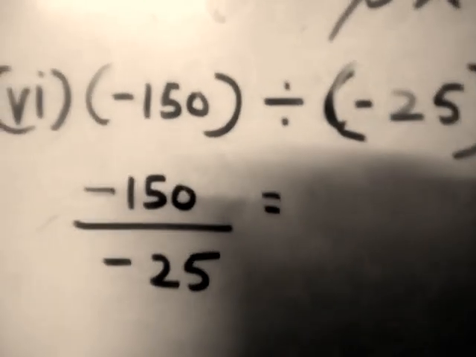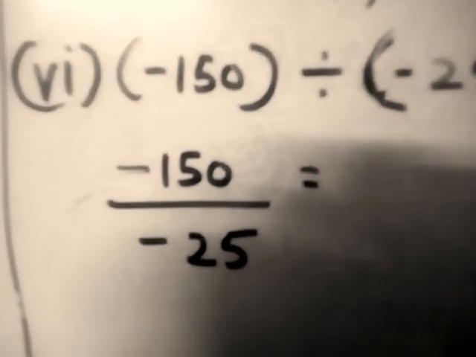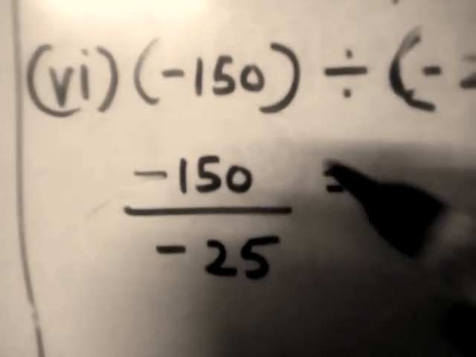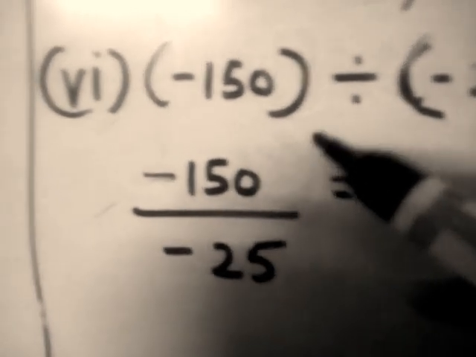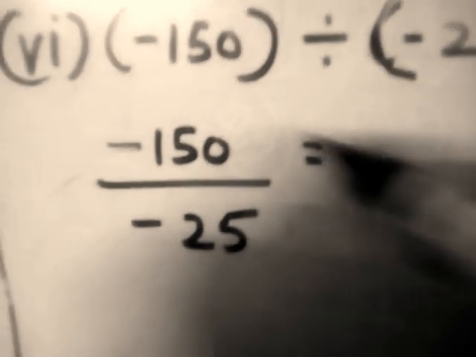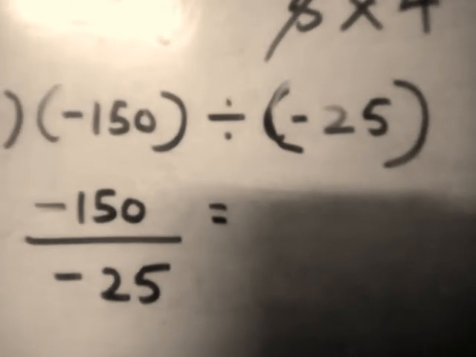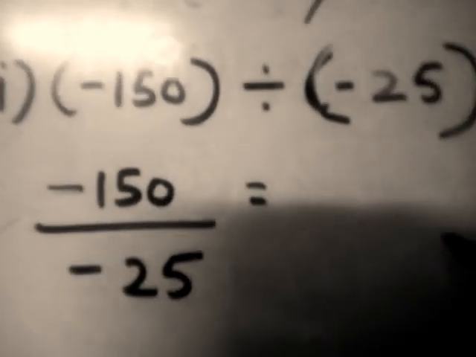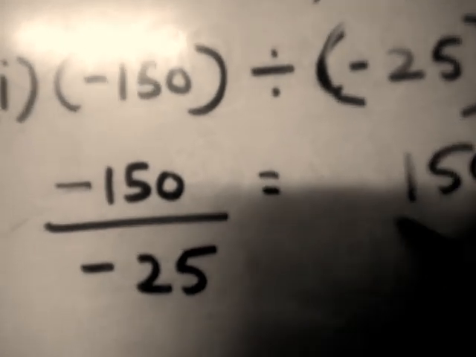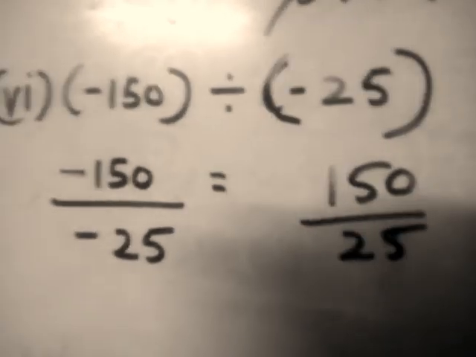Sixth one, minus 150 upon minus 25. Minus and minus, both numerator and denominator have the negative sign. The quotient of two negative integers is a positive number. Minus by minus becomes plus. You have already studied the rules over here. Minus 6 upon minus 3 becomes 6 upon 3. Same thing, minus 150 upon minus 25 becomes 150 upon 25. So 150 upon 25, is it divisible by the same number?